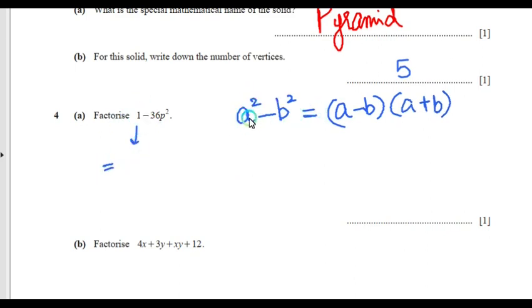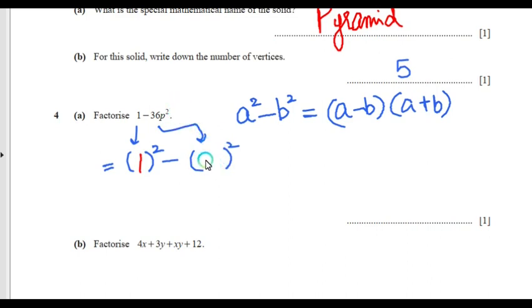Okay, next is factorize 1 minus 36p square. So there are 2 terms and the negative sign between them. So we know that this is actually a square minus b square form, and it is equal to a minus b into a plus b. This is the algebraic identity we'll be using here, right?